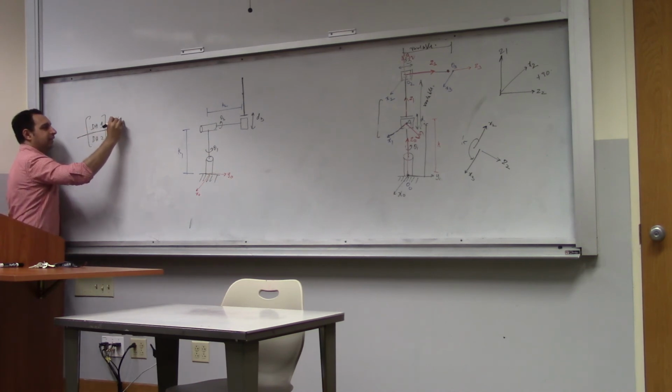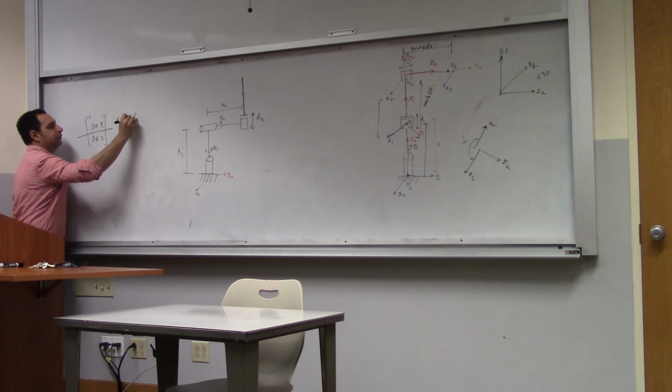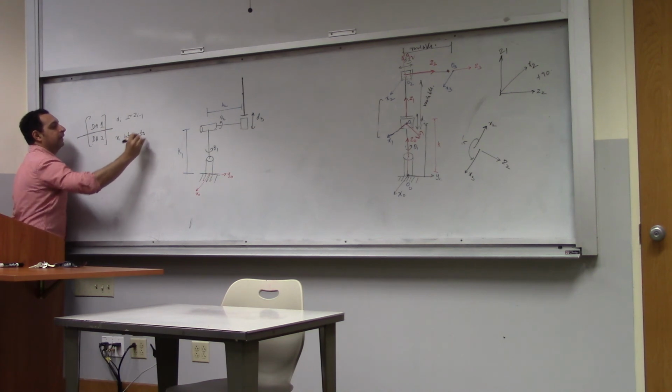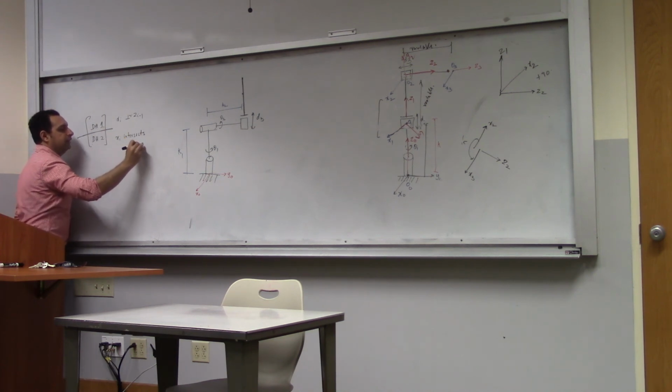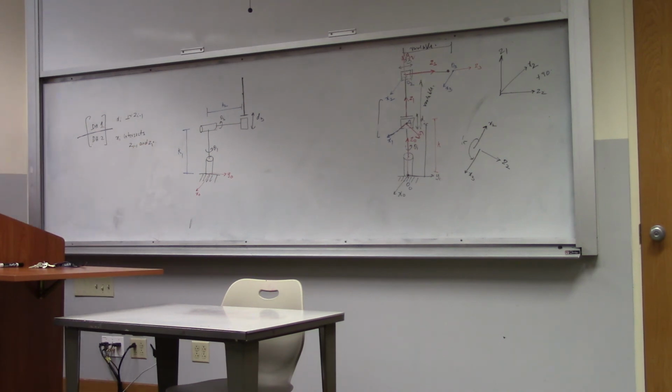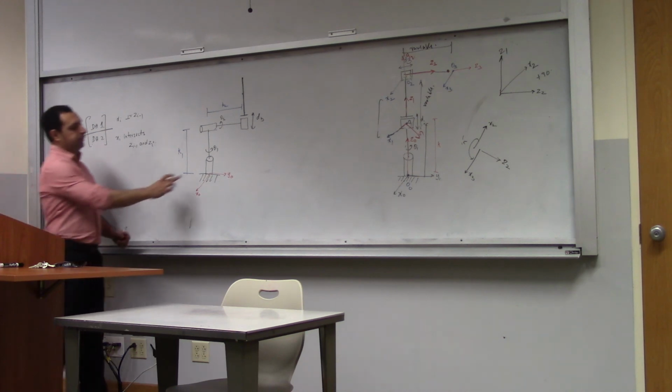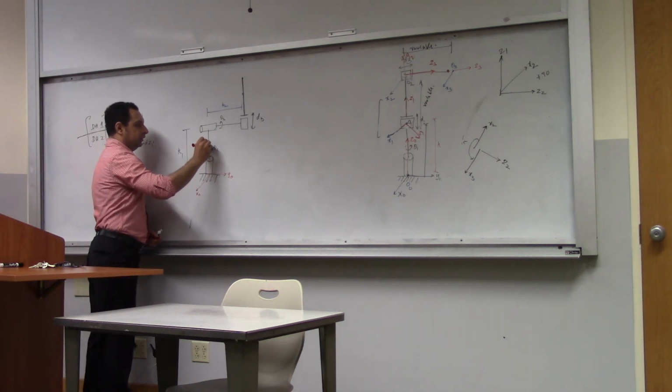DH1: xi is perpendicular to zi minus 1, and DH2: xi intersects zi minus 1. These two have to be satisfied at all times. Okay, so here, because this is a revolute joint, this will be 0.